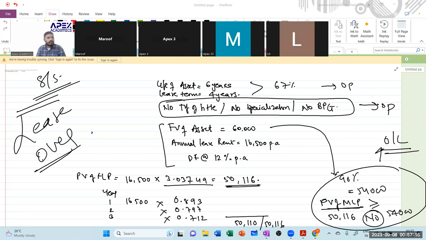The calculation of annuity factor. Annuity factor, right now you don't need it. Don't worry. When it comes, I will cover it for you. It's a simple calculation here. It's not rocket science. Okay. Lease is over.